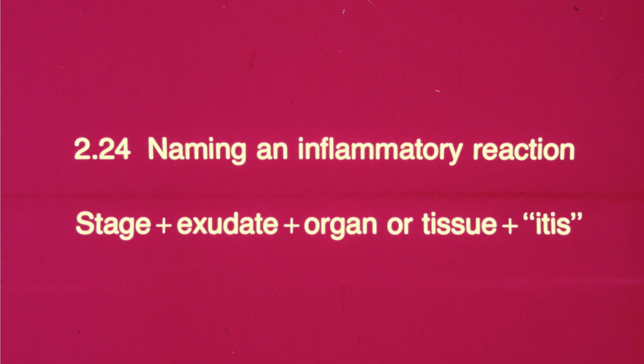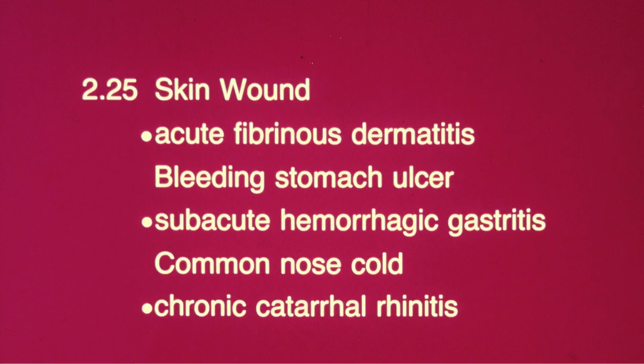The name of the organ or tissue is added next, and to the end of the name is added the suffix itis. Thus, the inflammatory reaction seen in a skin wound is called an acute fibrinous dermatitis. A bleeding ulcer of the stomach could be called a subacute hemorrhagic gastritis, and a common nose cold would be called a chronic catarrhal rhinitis.